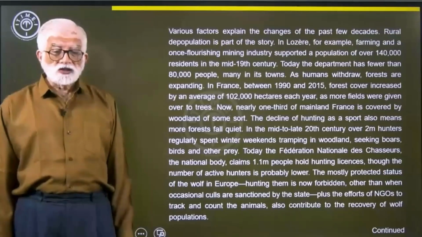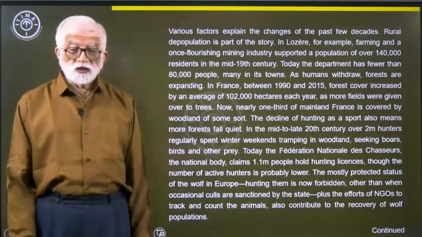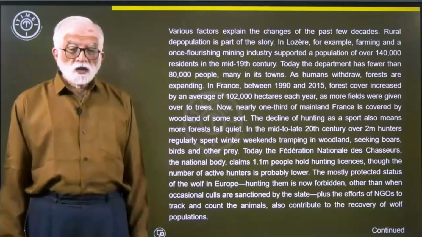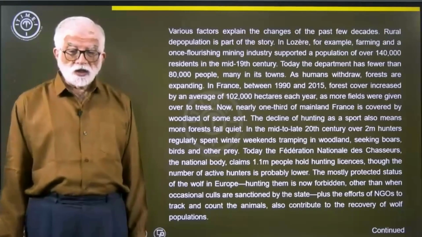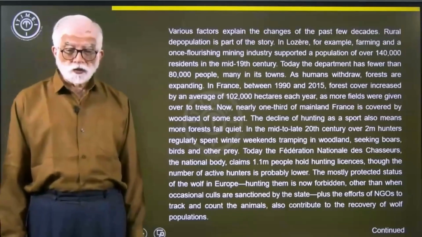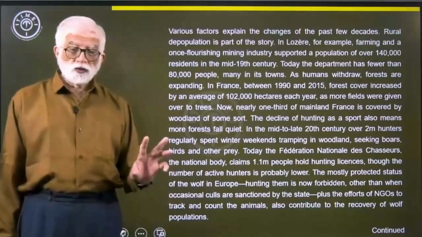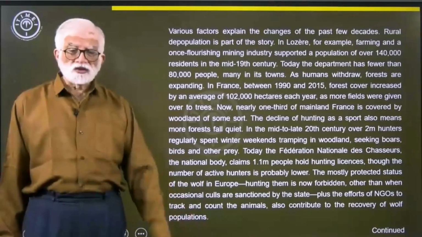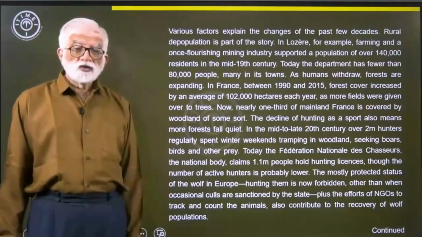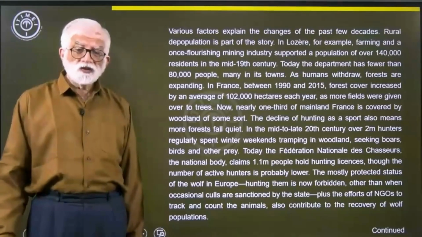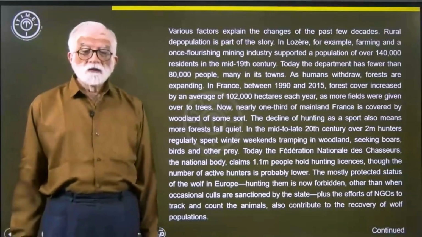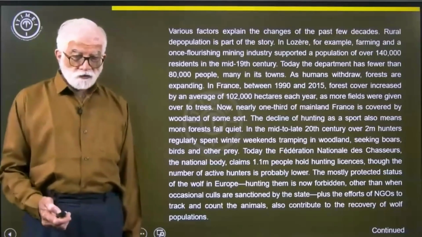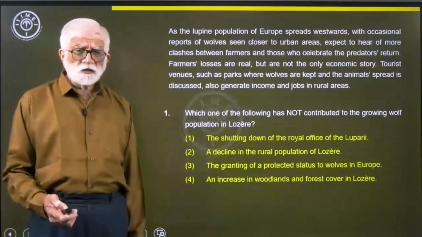The mostly protected status of the wolf in Europe, because hunting them is now forbidden other than when occasional culls are sanctioned by the state, plus the efforts of NGOs to track and count the animals, also contribute to the recovery of wolf population. Which means now you can't hunt them except when you're permitted to do so because of some risk that they might actually pose. So the mostly protected status plus the efforts of non-governmental organizations to track and count the animals also contribute to the recovery of wolf populations. Fine. So that was a very easy passage, right?